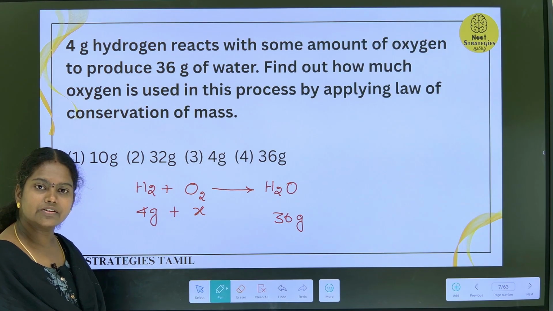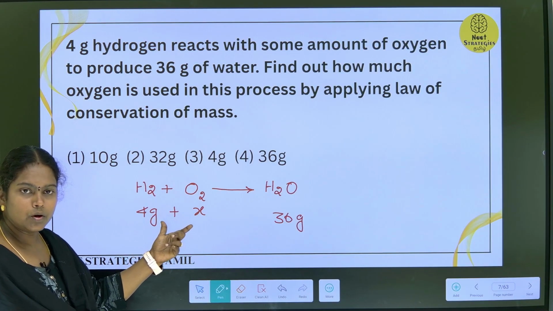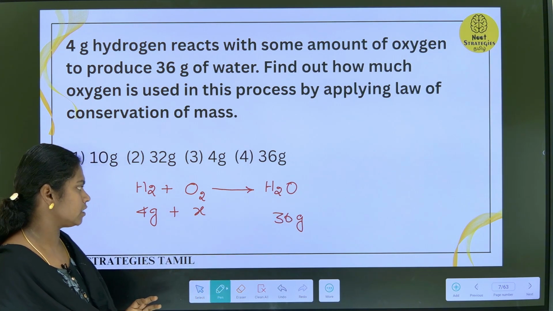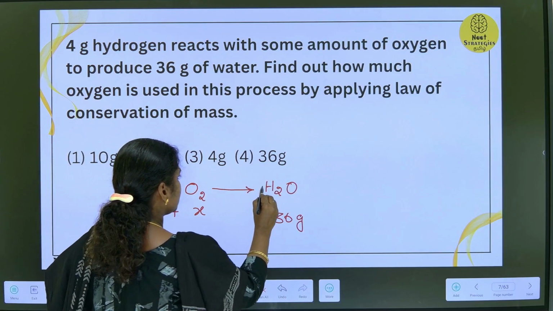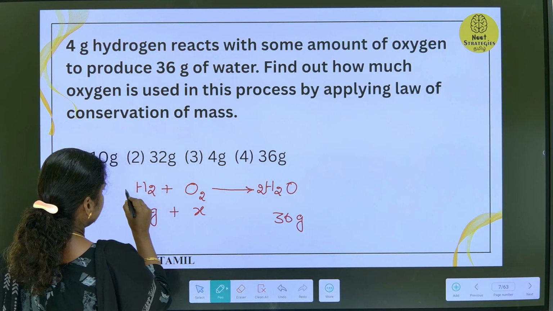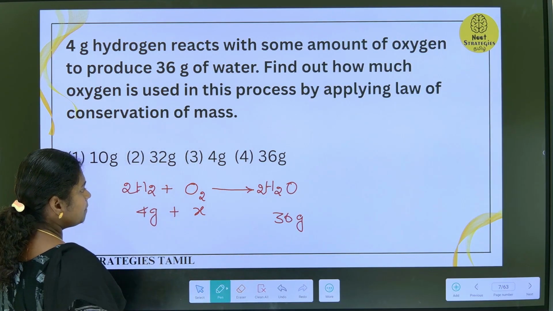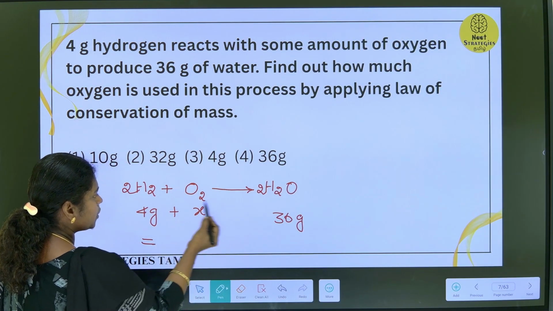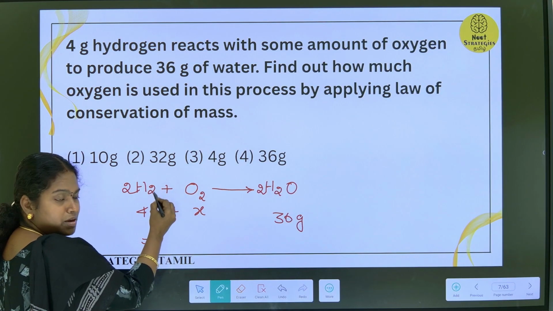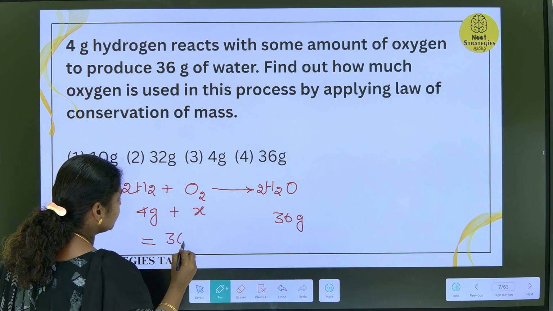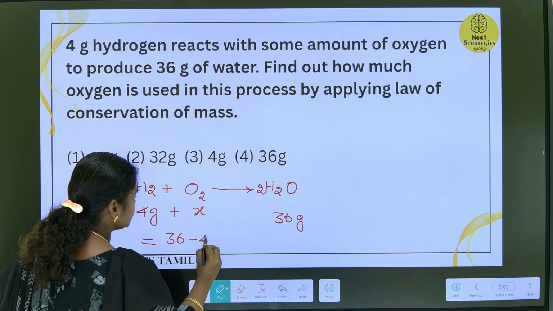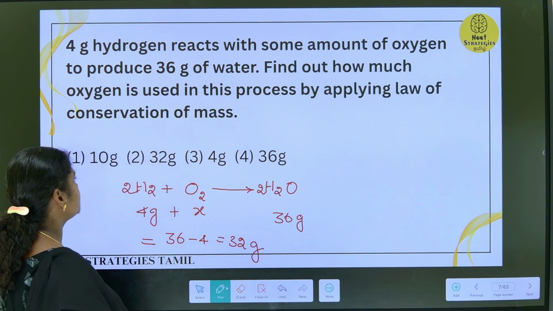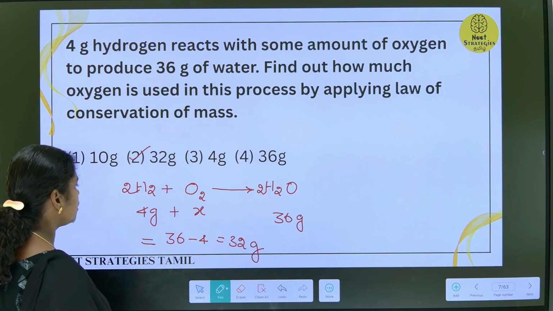According to the law of conservation of mass, the total mass of the reactants is equal to the total mass of the products. The product given to us is water. So we calculate the mass of the product minus the hydrogen mass, and we will get the oxygen mass. So it is 32 gram. That will be the oxygen mass. The answer is the second option.